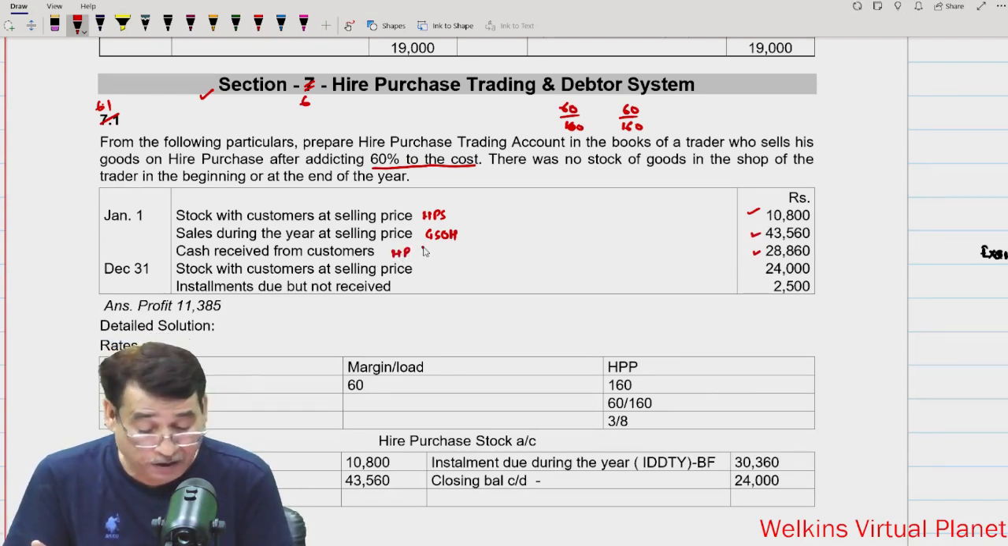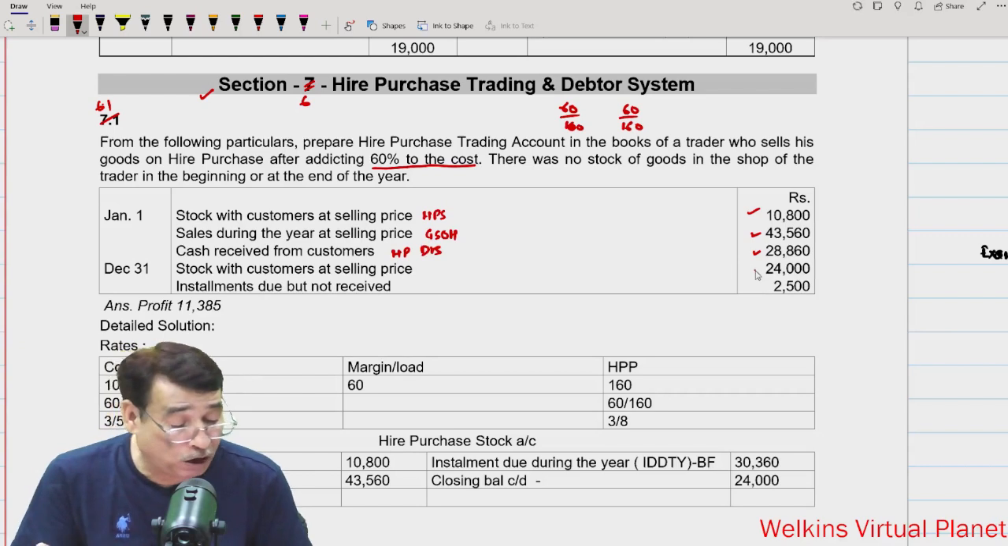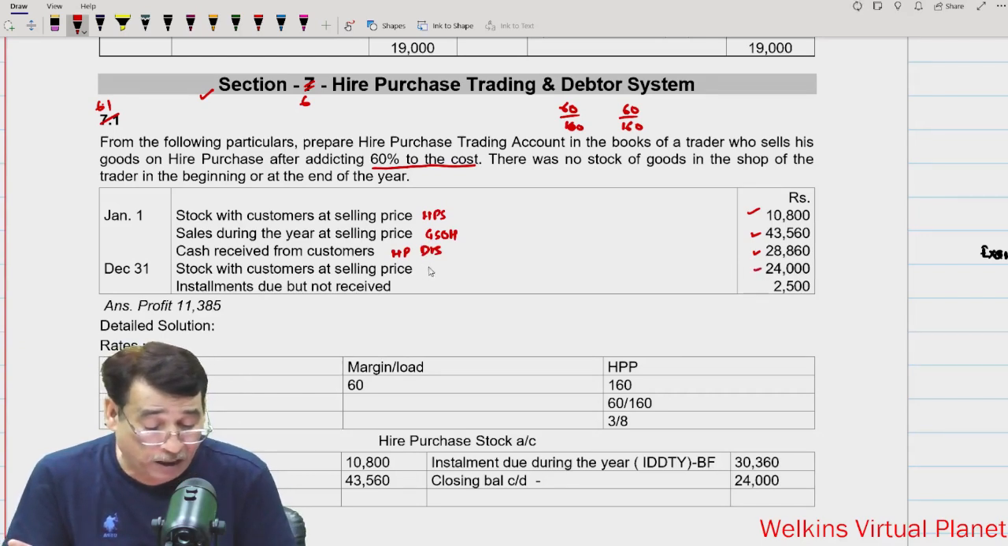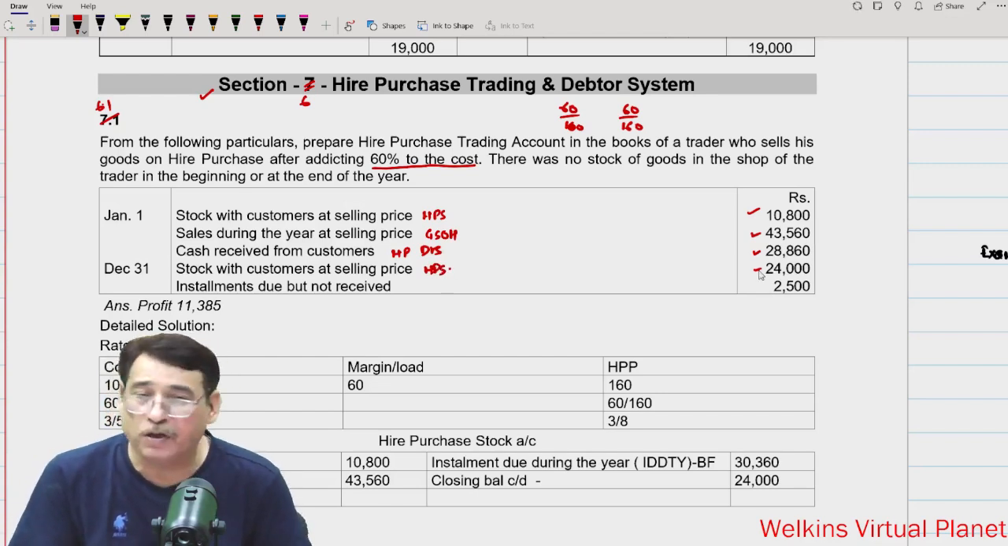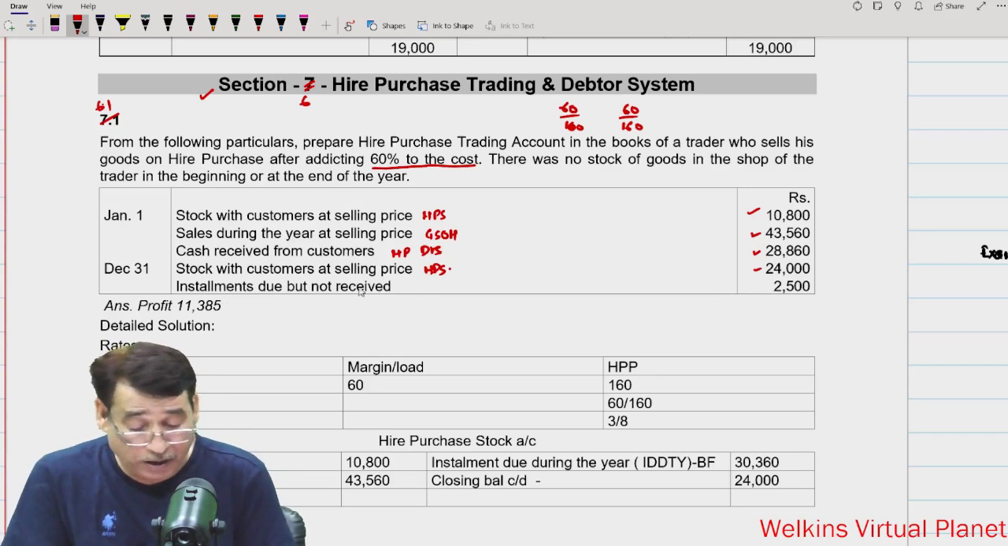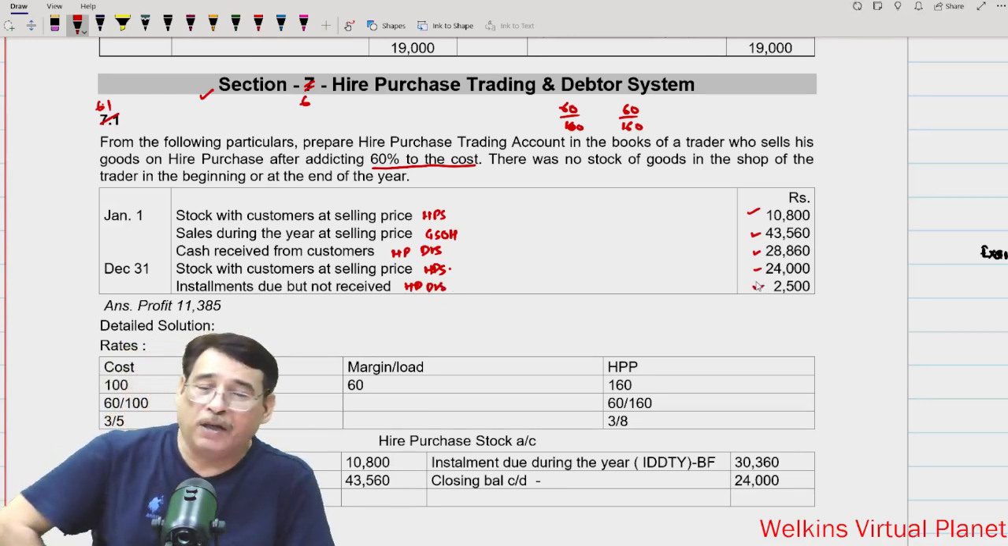Now the question says that on 31st of December, stock with customer means we are talking about the hire purchase stock account, and this is obviously going to be the closing balance. Installment due but not received: because on 31st of December it is written that installment is due but not received, this is the closing balance of the hire purchase debtors account.